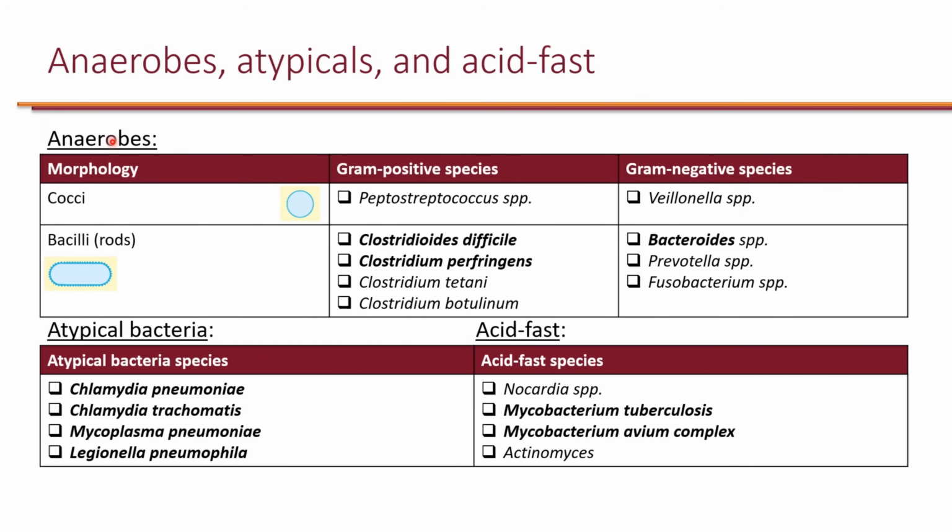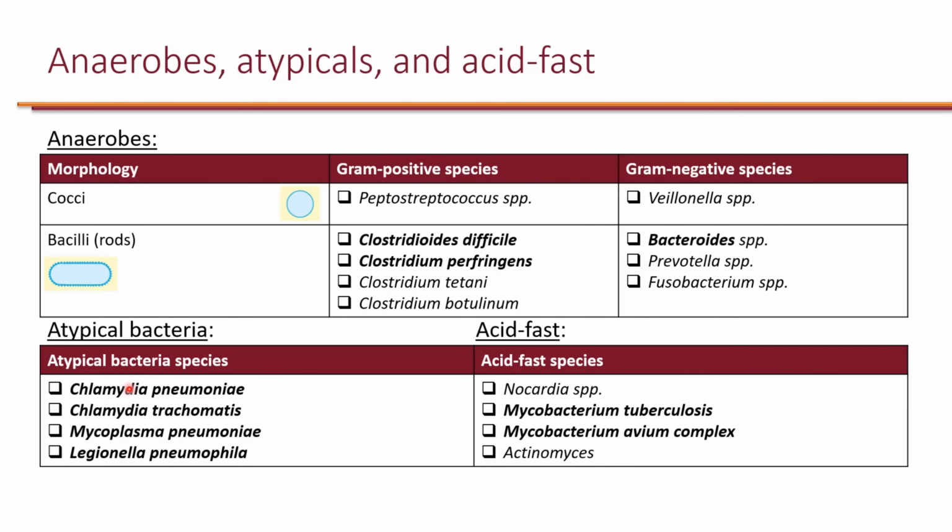Now let's take a look at some anaerobes. So anaerobes, gram-positive is Peptostreptococcus, and then we have a series of Clostridium and Clostridioides difficile. Clostridioides difficile also used to be called Clostridium difficile, and the nomenclature changed a few years ago. And we will cover these later in the course. And the gram-negative anaerobes, essentially the most important you need to know is Bacteroides, because in any intra-abdominal infection, Bacteroides have an important role.